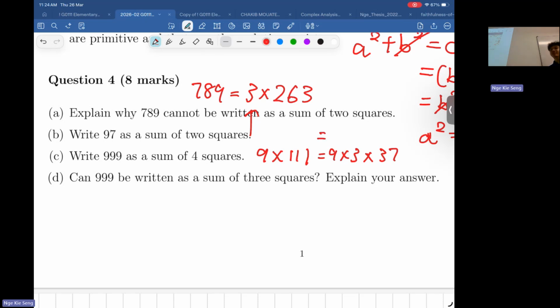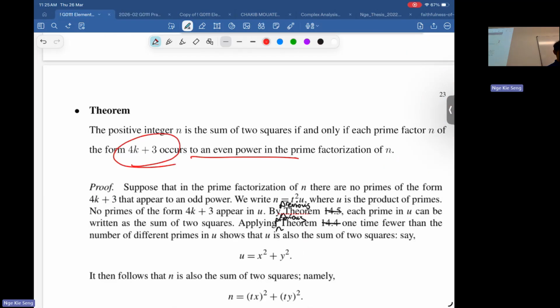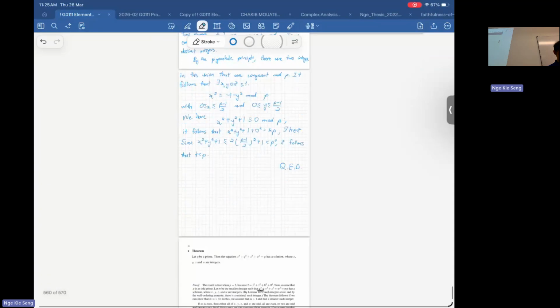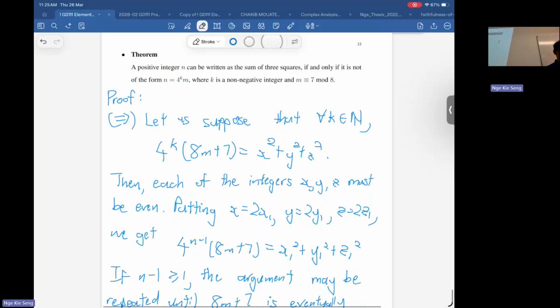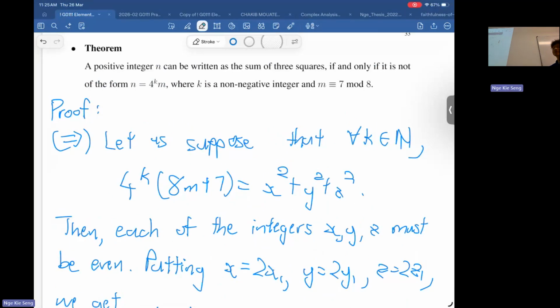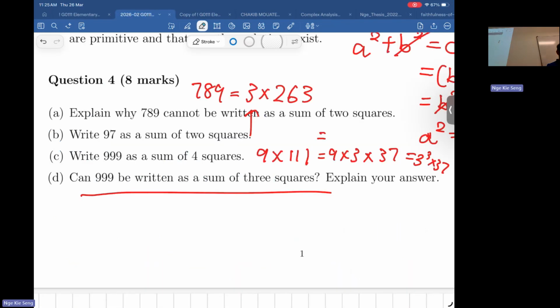Yeah, so then you can do it for each of them and then you combine them using the formula. Can 999 be written as a sum of 3 squares? This one we just saw. So this is like 3 cubed times 3 times 37. This is far from the form 4 to the k times something 7 mod 8, right? Yeah, it's far from this form. Okay, so cannot. We solved everyone except this one.